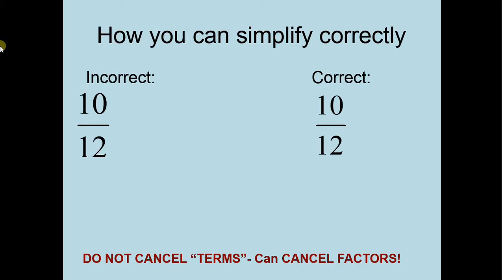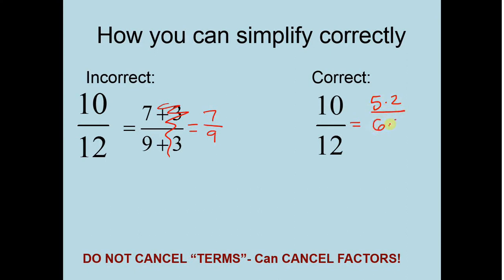How to simplify correctly. Now, incorrect. Kind of like that good idea, bad idea. Bad idea. 10 is 7 plus 3, and 12 is 9 plus 3, right? Well, can I cancel those 3's? Just get 7 over 9? No, that doesn't make sense, right? Can't do that. 7 over 9 is not equal to 10 over 12. Well, the normal way we've done that is 5 times 2 and 6 times 2, and then you can cancel out your 2's. 5 over 6, right?